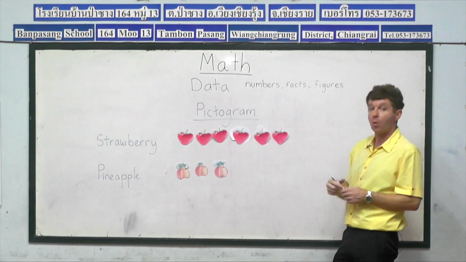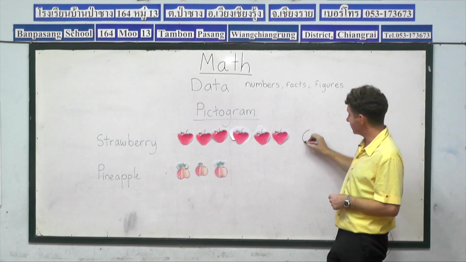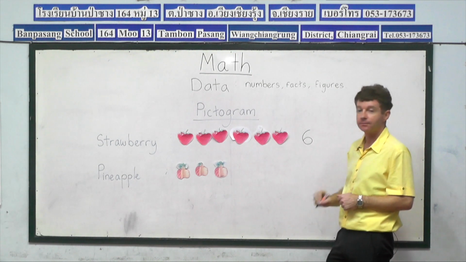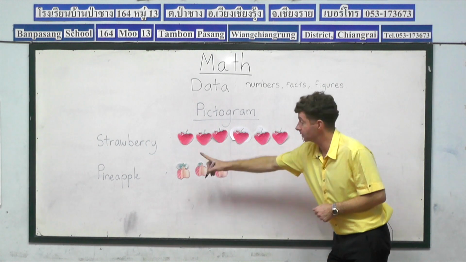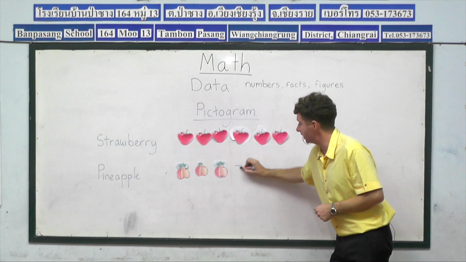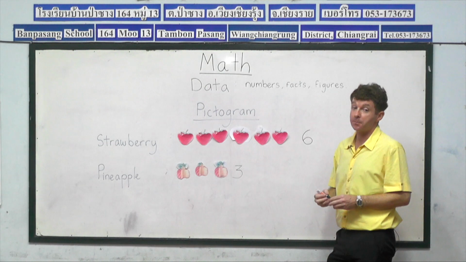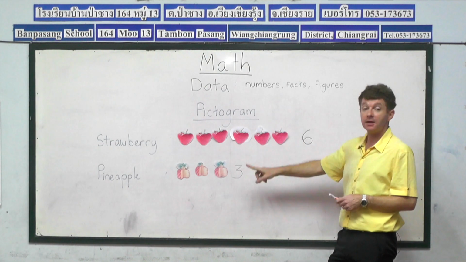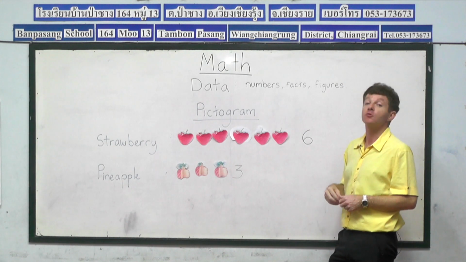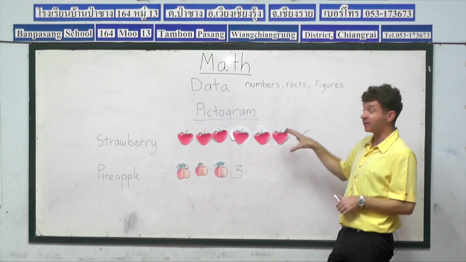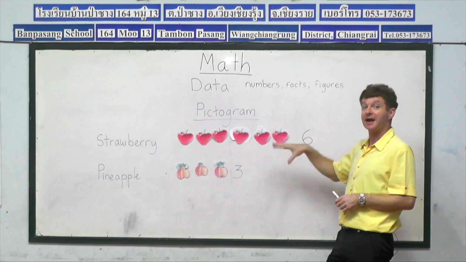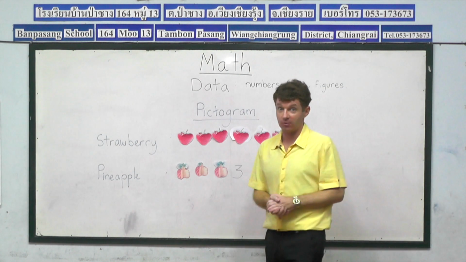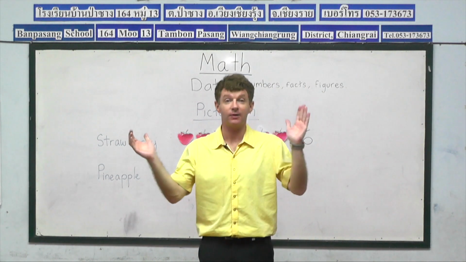So once we know all the votes are in, we can then write our total. 6. And how many for pineapple? 1, 2, 3. So which fruit is most popular in our class? Strawberry or pineapple? Strawberry, yes. So you can see how we can do and analyze data with the help of pictures in the form of a pictogram. So that was excellent, guys. Well done.